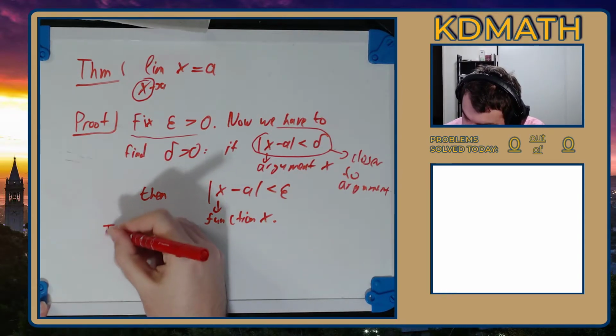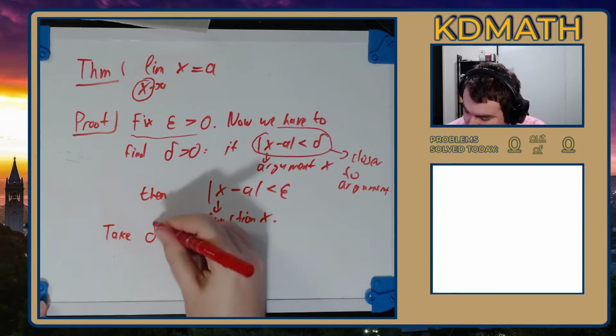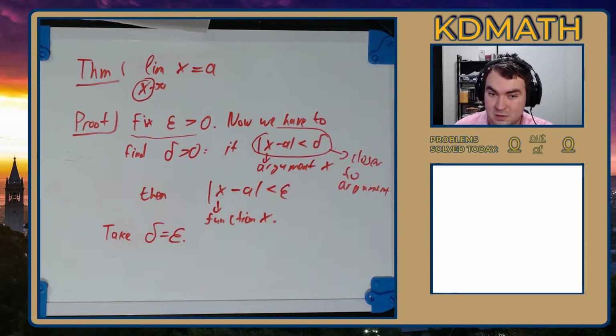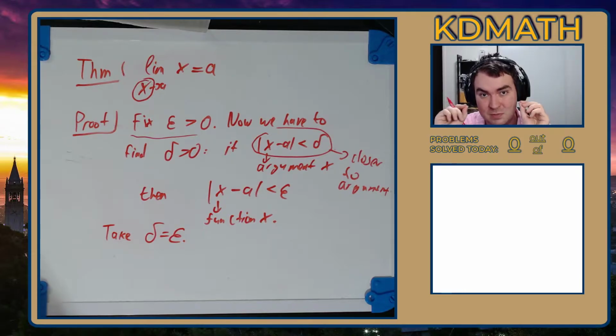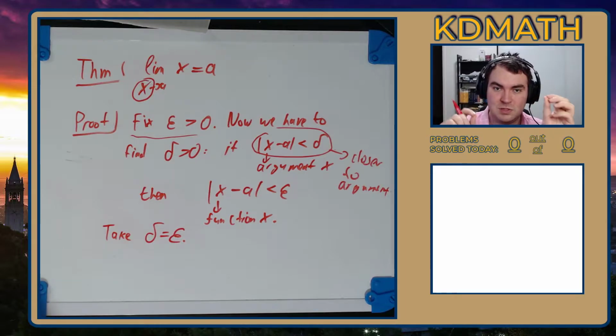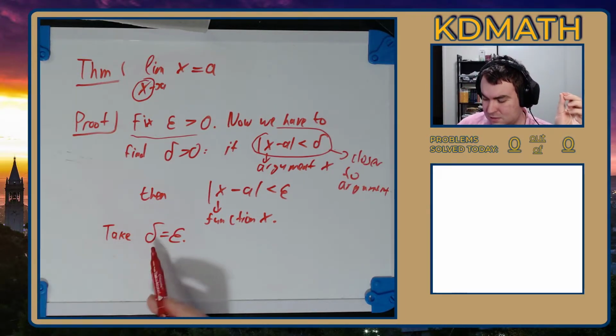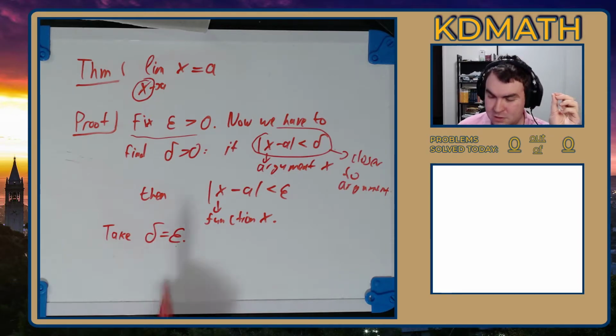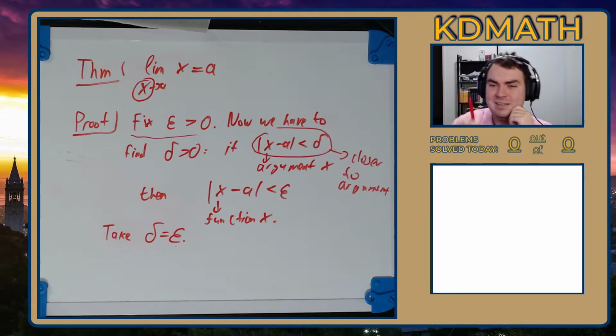So take delta equals epsilon. In other words, as we said before, delta is supposed to depend on epsilon, and as epsilon is getting closer and closer to 0, delta should also be getting closer and closer to 0. Well, in this case, as epsilon is getting closer and closer to 0, delta is getting closer and closer to 0, and delta depends on epsilon. We've satisfied our two initial ideas about what delta should look like. Okay. Now, let's finish the problem.